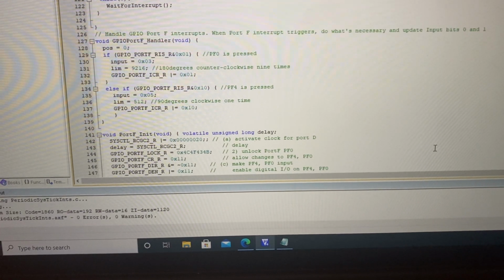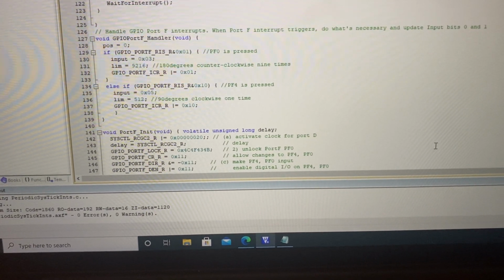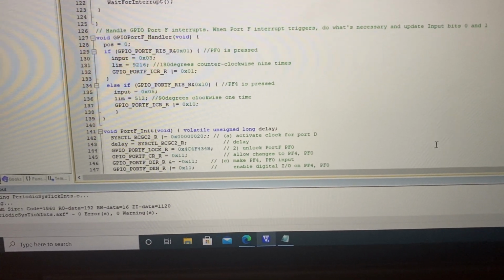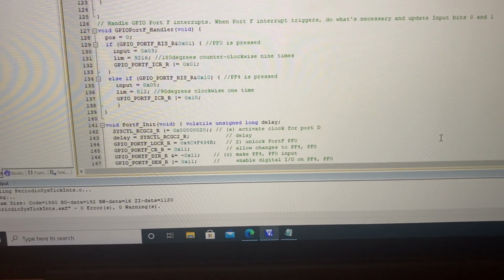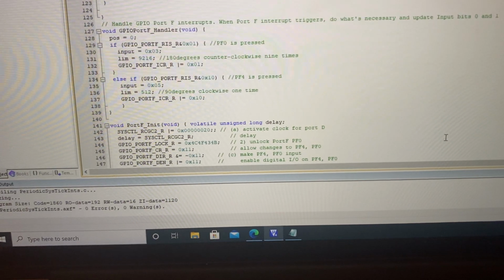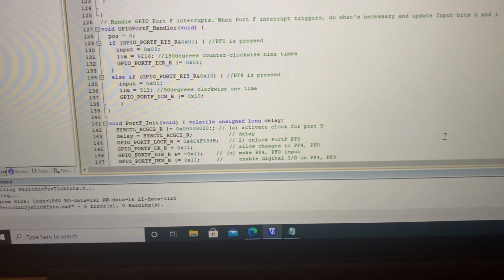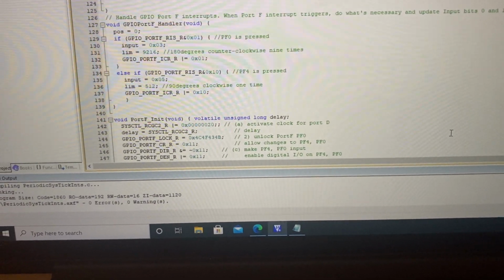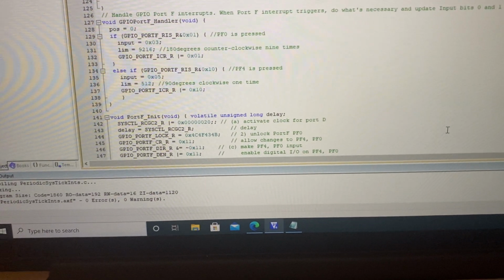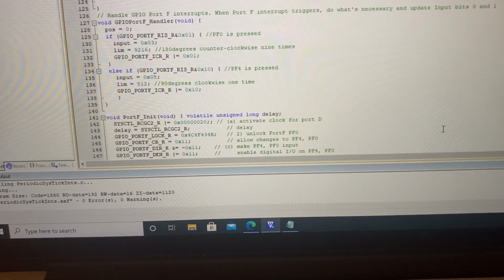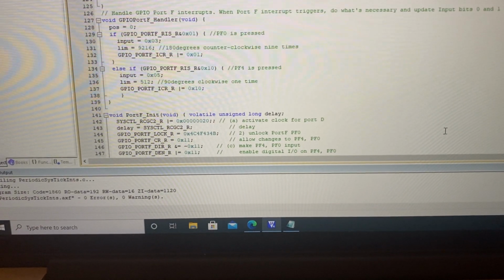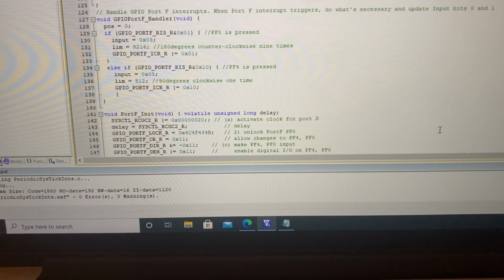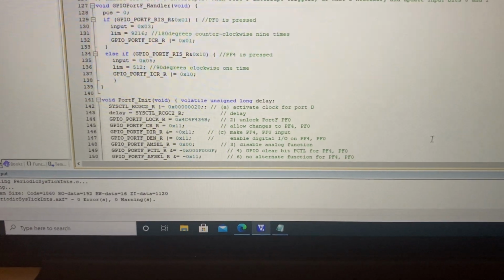Then we also have else if GPIO Port F RIS 0x10, which is when PF4 is pressed. And this triggers inputs equals 0x05, and this is going to trigger lim equals 512. Essentially, this is going to make the device go 90 degrees clockwise 1 time, so it's going to go back for a few steps. And then we also have our GPIO Port F ICR, which is going to reset the whole interrupt.